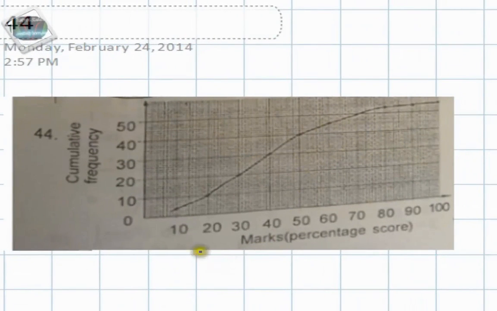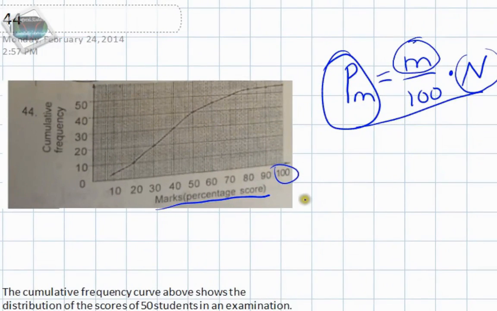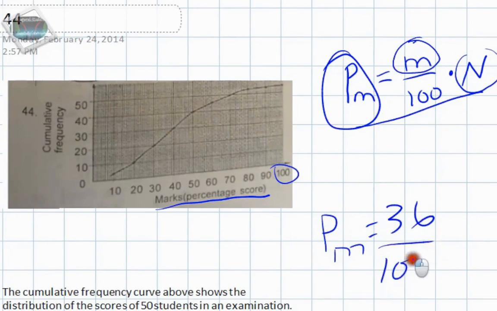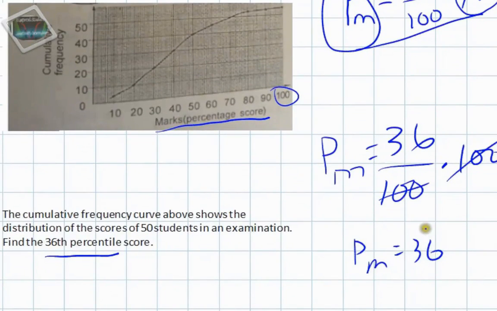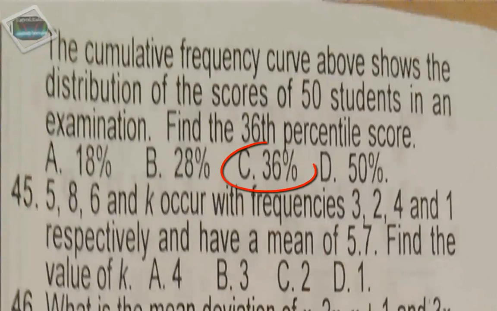So the marks, or the percent score that they can get, goes up to 100. So that is going to be our n, okay? And then m is going to be our 36, because we're looking for a 36th percentile score. So p of m is going to be equal to 36 divided by 100 times 100. These cancel, and we're just left with p of m is equal to 36. And when you get your answer using this equation, the 36 is already a percent, 36%, which will be answer C on your options.